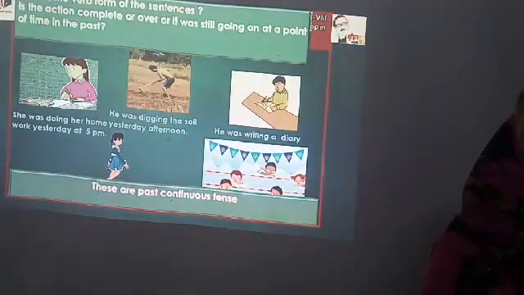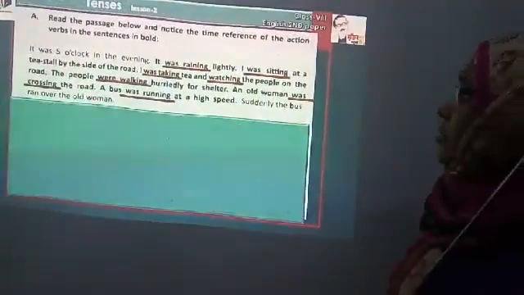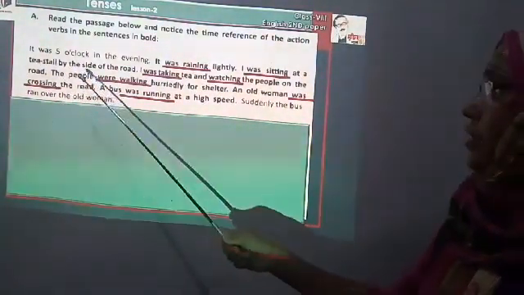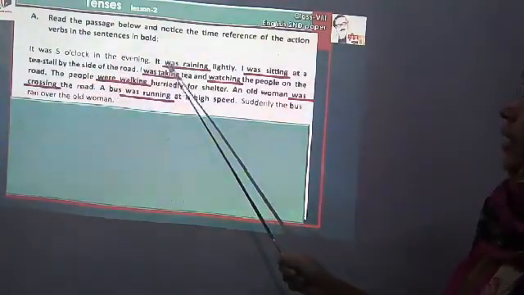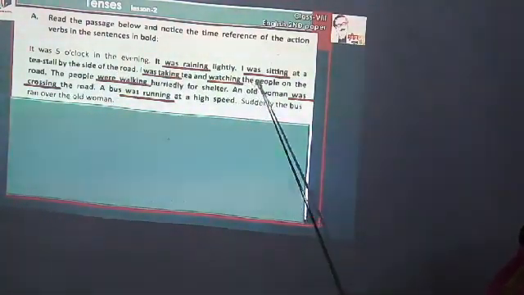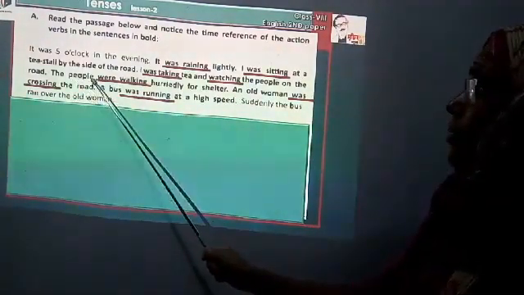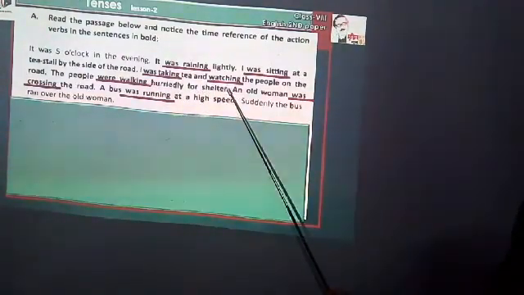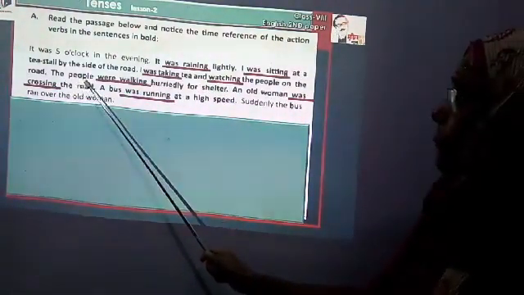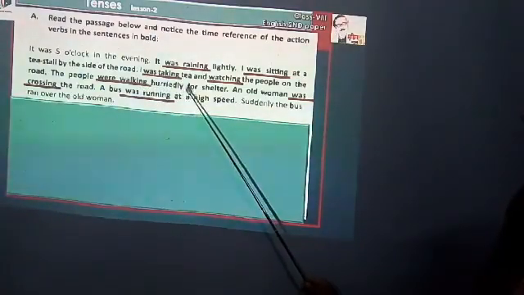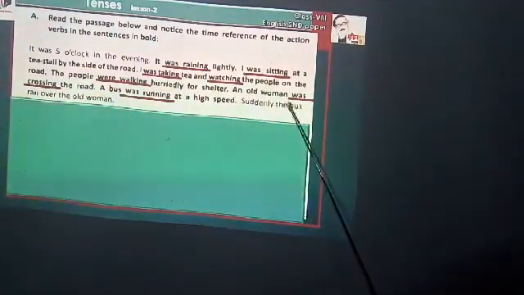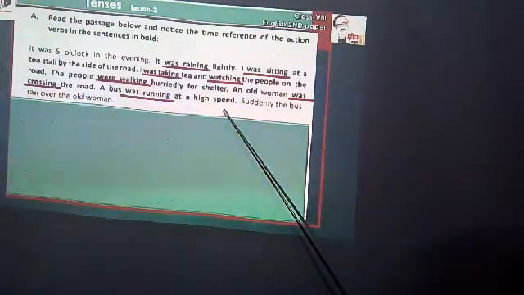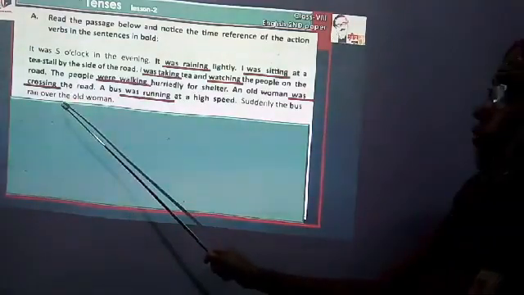These are the past continuous tense, and there is a text. Can you see this? Okay, I'm reading out the text. It was 5 o'clock in the evening. It was raining lightly. I was sitting at a tea stall by the side of the road. I was taking tea and watching the people on the road. The people were walking hurriedly for shelter. An old woman was crossing the road. A bus was running at a high speed. Suddenly, the bus ran over the old woman.